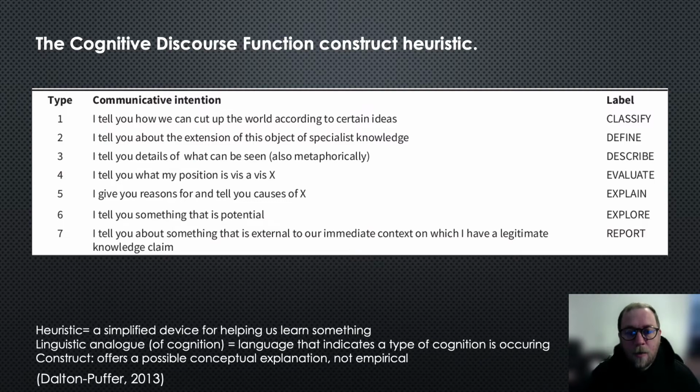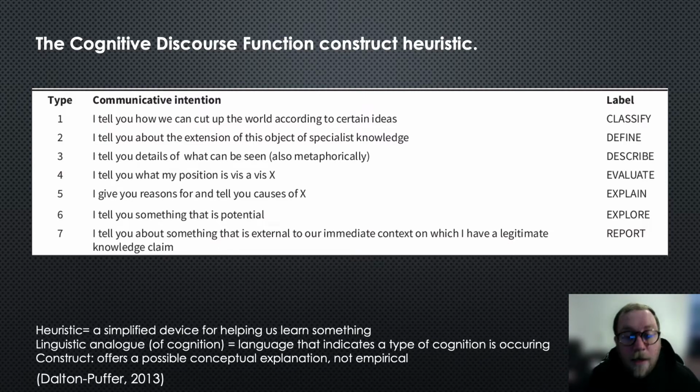So, what Dalton Puffer has done here is to propose 7 types of commonly occurring cognitions that students employ when they're processing content. It's especially important for CLIL, as this has the linguistic representation of how content might be processed in the mind, and this shows us where content and language are intersecting.